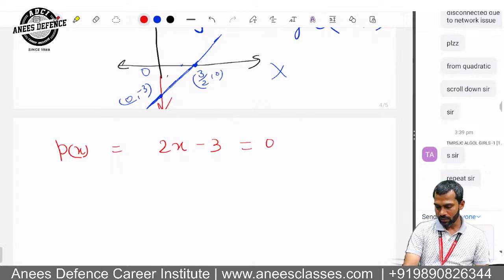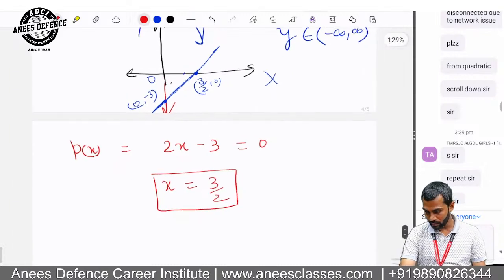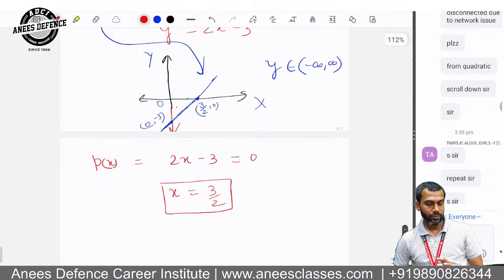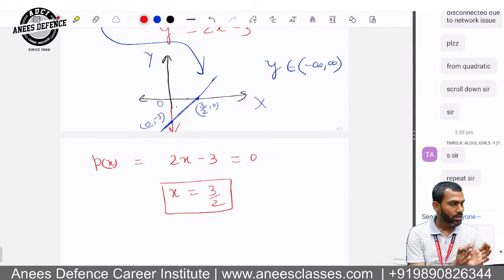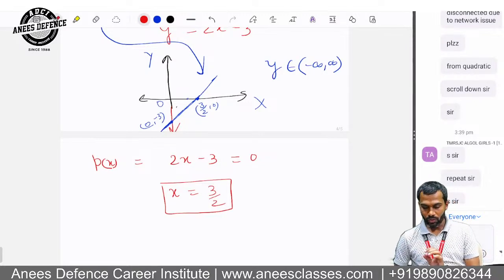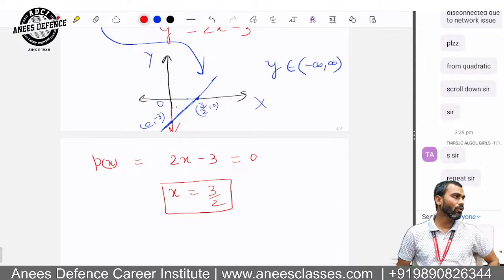So see, x is equal to 3 by 2. I can write it directly. Now you will understand. Just observe the graph. You don't have to draw another graph because the expression is the same. So 2x minus 3 is equal to 0. Now if you see, the roots are the x-intercepts of the graph. What is an x-intercept now?